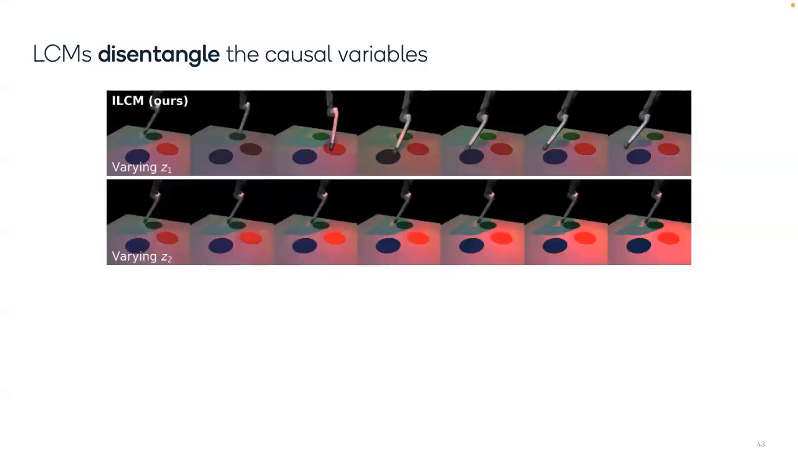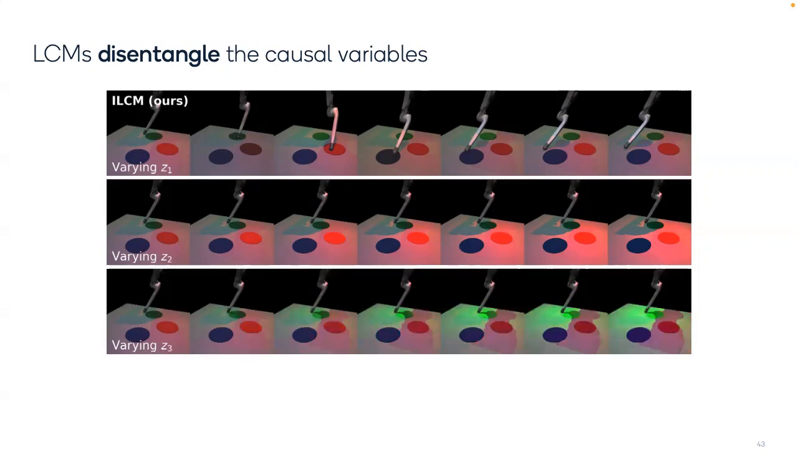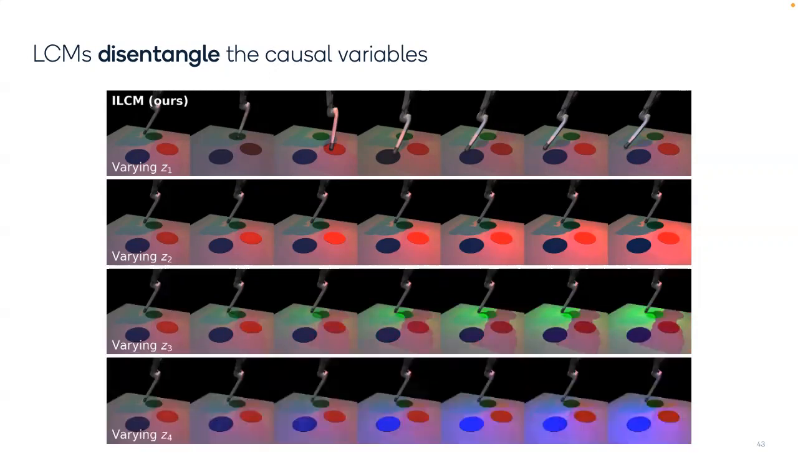The robot arm doesn't move. The 2 other buttons don't change, but the red light goes on. This is a little bit of an eyesight test for you. Z3 corresponds to just changing the green light, and Z4 to just changing the blue light. So the latent variables learned by our model really are in one-to-one correspondence with the ground truth factors of the system, which is the robot position and the 3 light states.